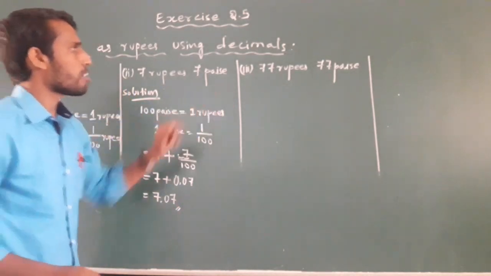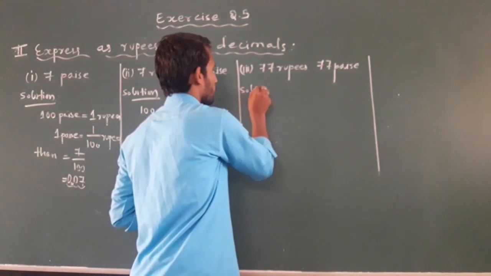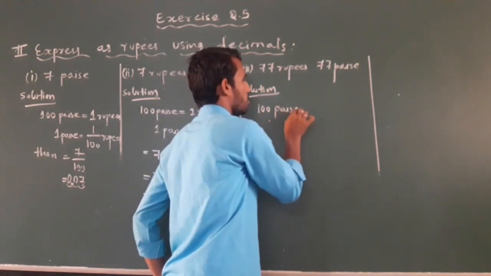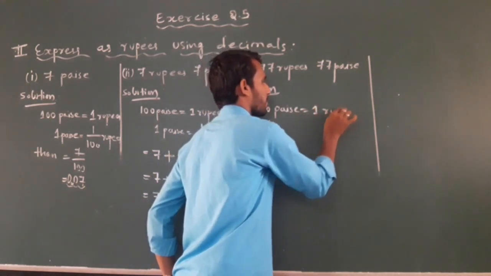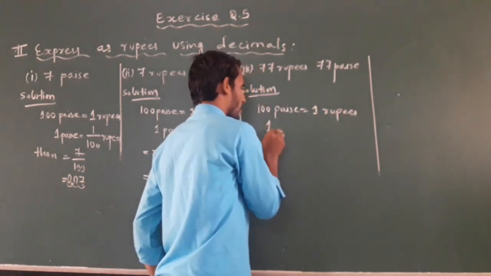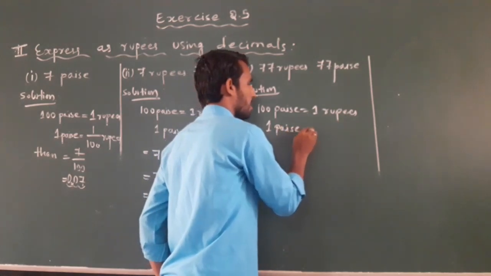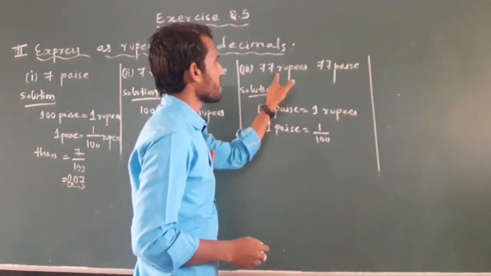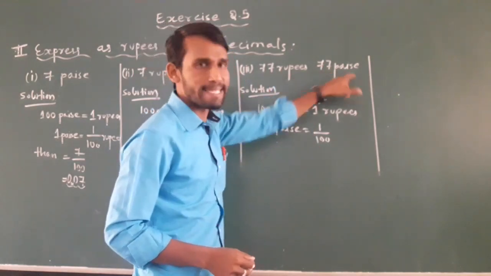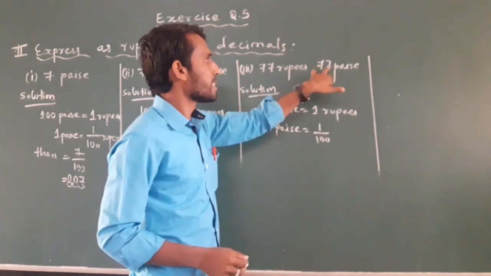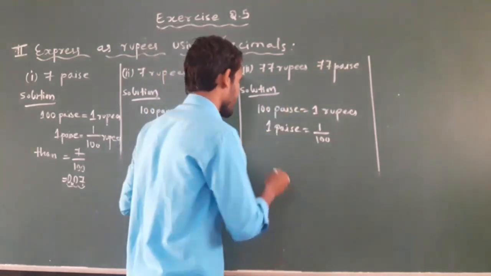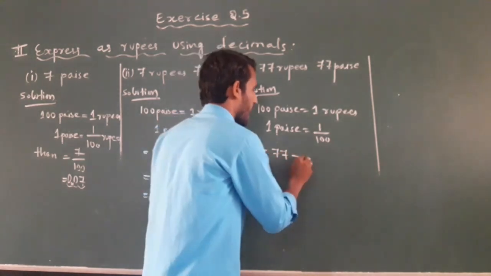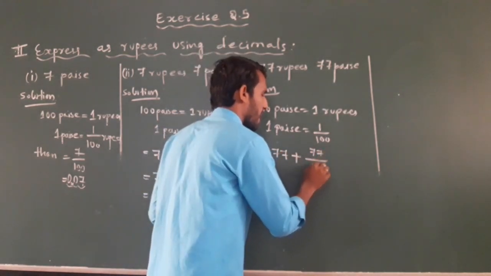Next, the third problem. Solution: 100 paisa is equal to 1 rupee. 1 paisa is equal to 1 by 100 rupees. Then here we have 77 rupees, 77 paisa. 77 is the old number. We have to represent 77 paisa in decimal form. Let us see, 77 plus 77 by 100.